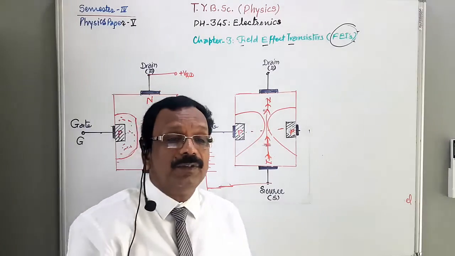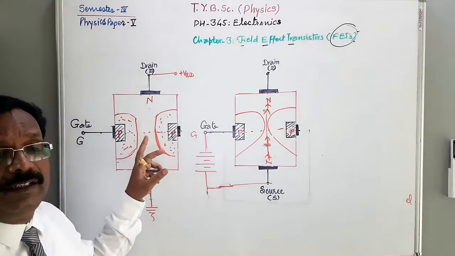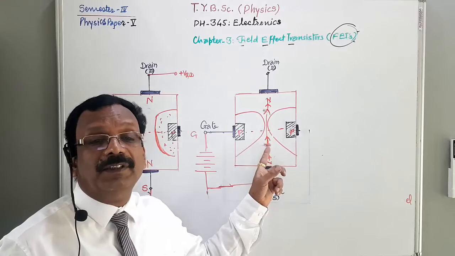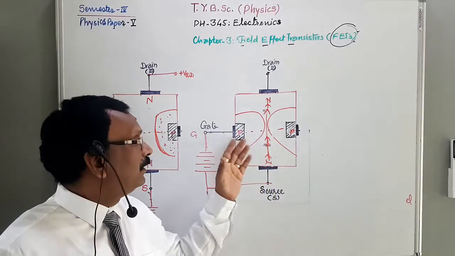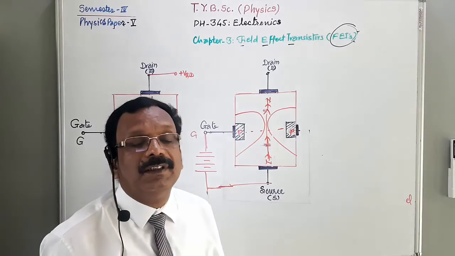In this figure, we show the depletion region when there is no bias, and in this figure, the depletion region with reverse bias at the gate. The gap of the channel is getting reduced.